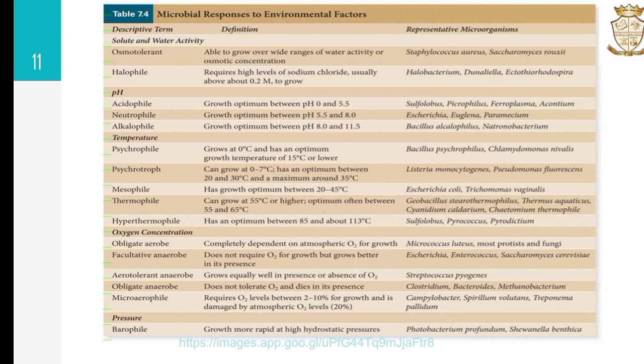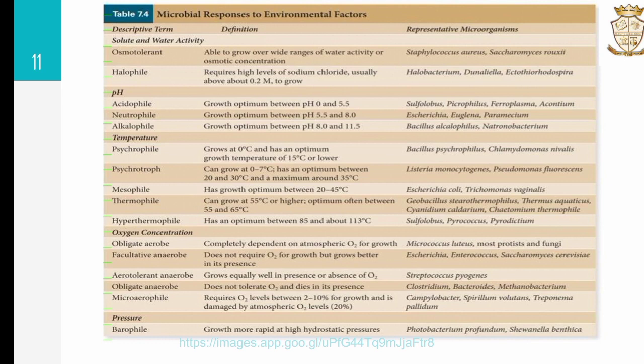The fourth one is thermophiles. They can grow at 55 degrees Celsius or higher. Their optimum is often between 55 to 65 degrees. Examples are Geobacillus stearothermophilus and Cyanidium caldarium, etc.